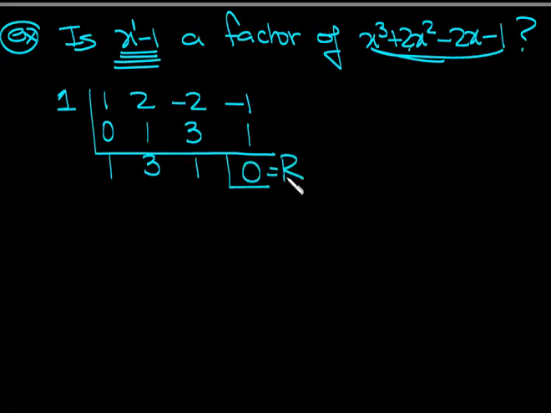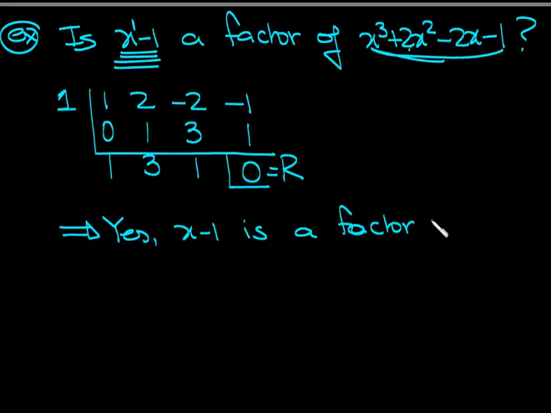So what does that tell me? They didn't ask us to actually find the quotient or anything. They just wanted us to check to see if this is a factor of this polynomial. And since the remainder is 0, that implies what? Yes, x minus 1 is a factor of x cubed plus 2x squared minus 2x minus 1.